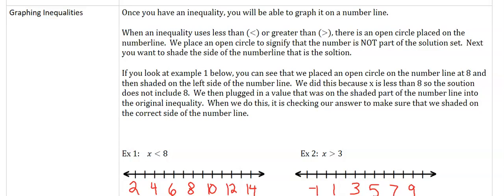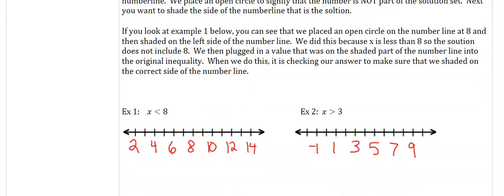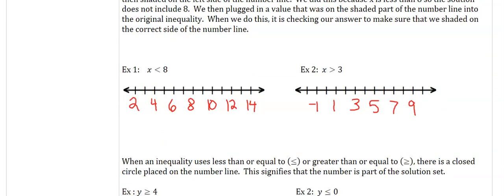So right now, if we look at example 1, you can see that we want to place an open circle on 8. And now if we read, we have x is less than 8. So we want to shade on the left side of the number line. So now if we plug in a value on this side, so we plug in 4 for x, 4 is less than 8. So we know that we are correct.